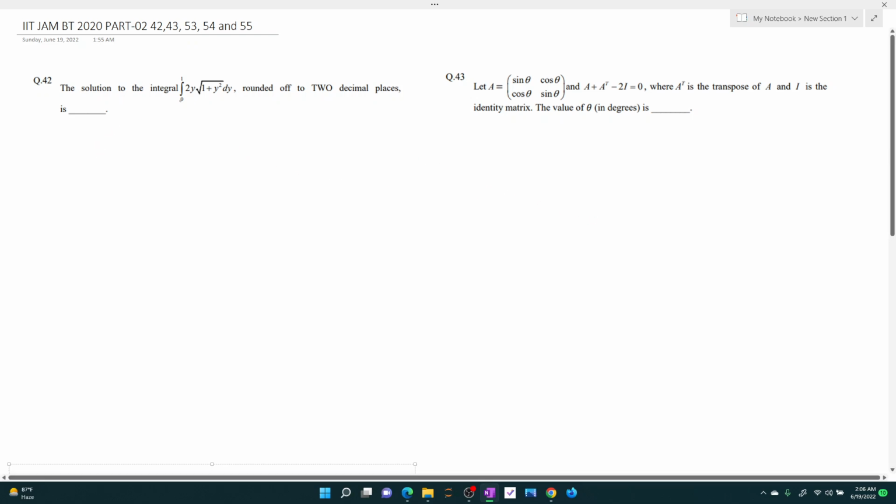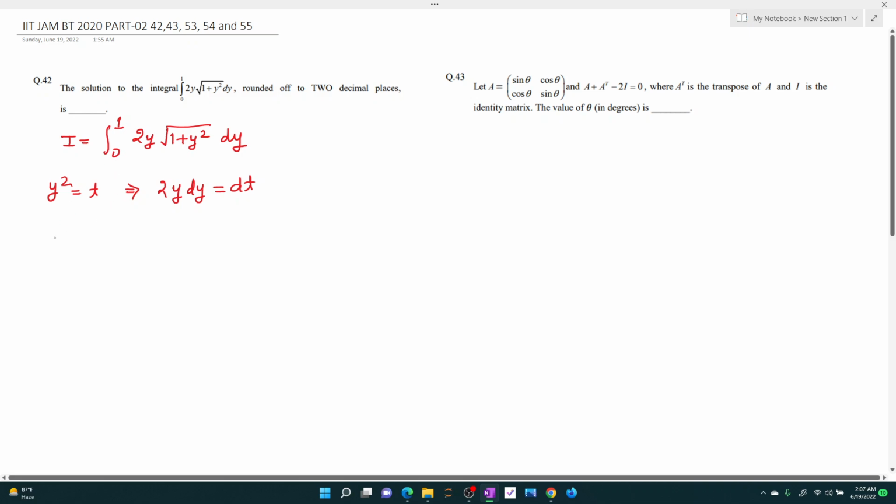So here we have an integral, and we need to solve it. The integral is from 0 to 1 of 2y times the square root of 1 plus y squared, dy. This is a question of substitution. If I substitute y squared by t, and take differentiation on both sides, we have 2y dy is nothing but dt.